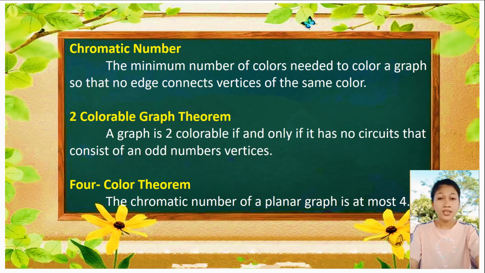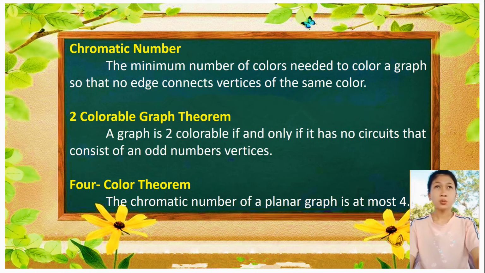So, next is two-colorable graph theorem. A graph is two-colorable if and only if it has no circuits that of an odd number of vertices. So, a graph is two-colorable if we can color each of its vertices with one of two colors, let's say red and blue, in such a way that no two red vertices are connected by an edge, and no two blue vertices are connected also by an edge.